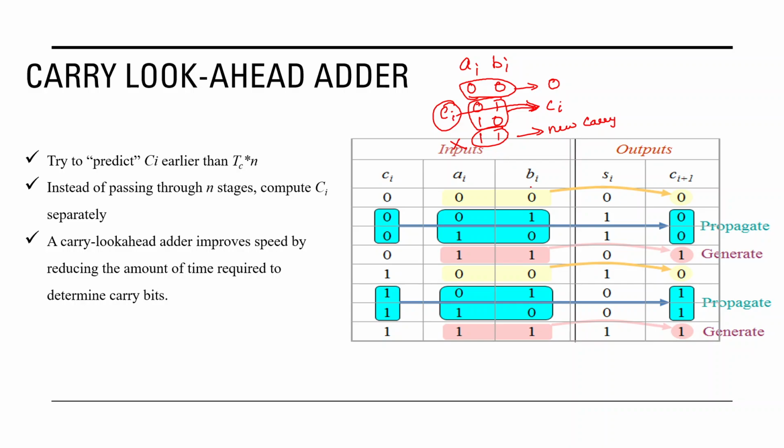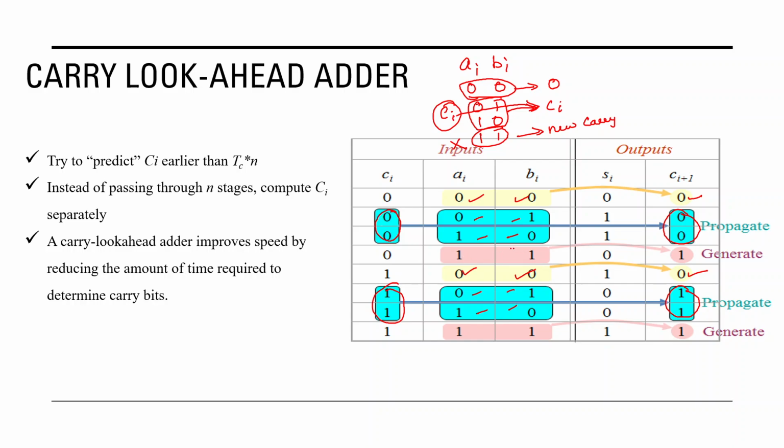So with this logic, you can see this truth table. If Ai and Bi are 0 0, as I said earlier, no problem, carry will be 0. If it is 0 1 or 1 0, whatever is the previous carry will transfer to the next stage. This is called propagate, because whatever is the previous carry has been propagated to the next stage.